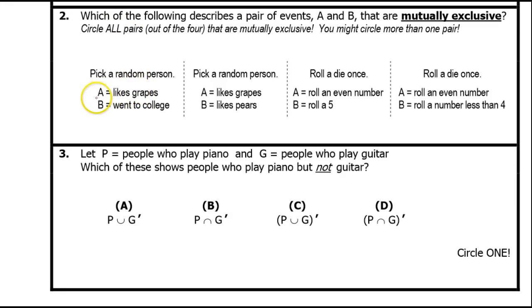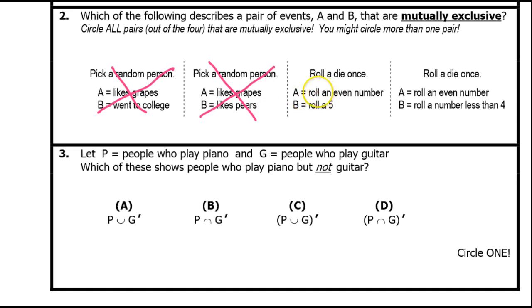Okay, so one event is likes grapes and another event is went to college. These are overlapping. You could have people that went to college and also like grapes. So I'm not going to circle that one, because we're supposed to circle the ones that are mutually exclusive only. Okay. Event A likes grapes. Event B likes pears. There could be a person that likes grapes and also likes pears. So there's overlap here. So I'm not going to circle that one.